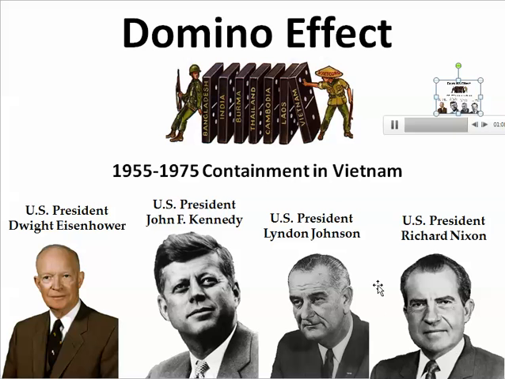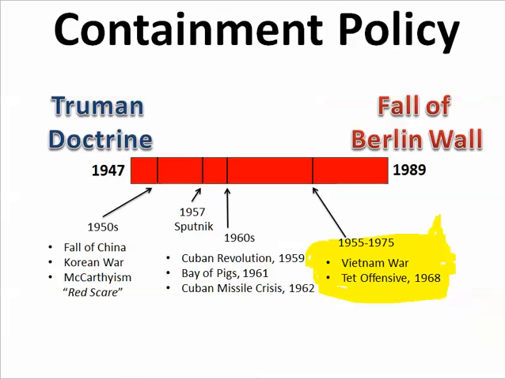So this fight over communism and capitalism is part of the Cold War. This is containment foreign policy through these four presidents. We see that in Vietnam. So here we see the Vietnam War, and here the Tet Offensive is very much part of containment policy, U.S. foreign policy to contain or stop the spread of communism.